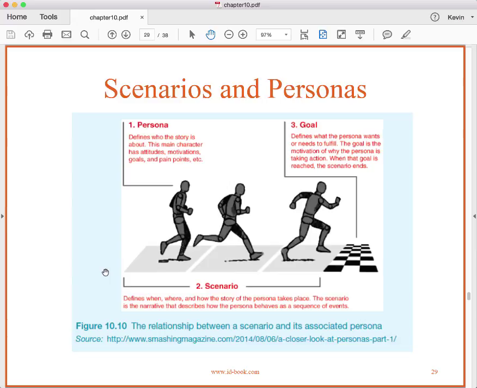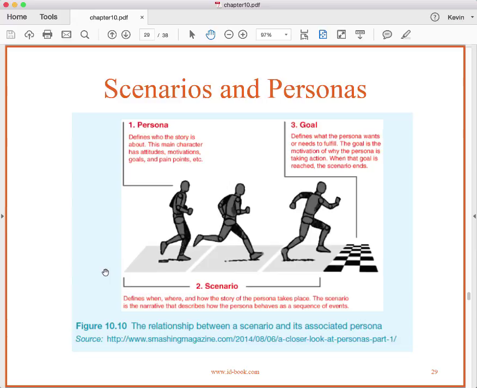Now, I call it personas plus because you'll notice that in scenarios we identify personas. So how do all these things relate to each other? Well, this is, I think, just the greatest little graphic here on slide number 29, where we have a persona that defines who the story is about, the main character, his or her attitudes, motivations, goals, and pain points.